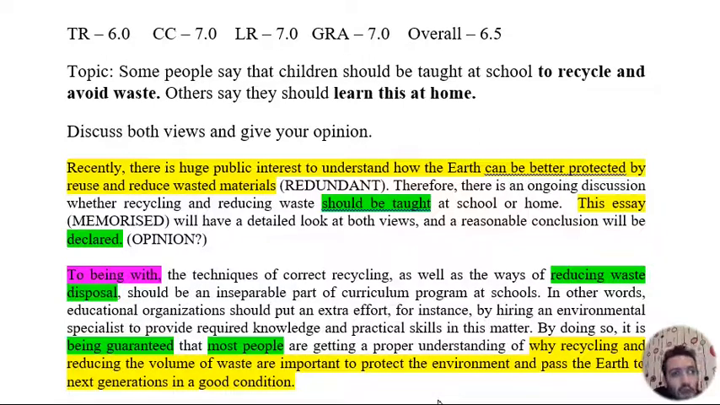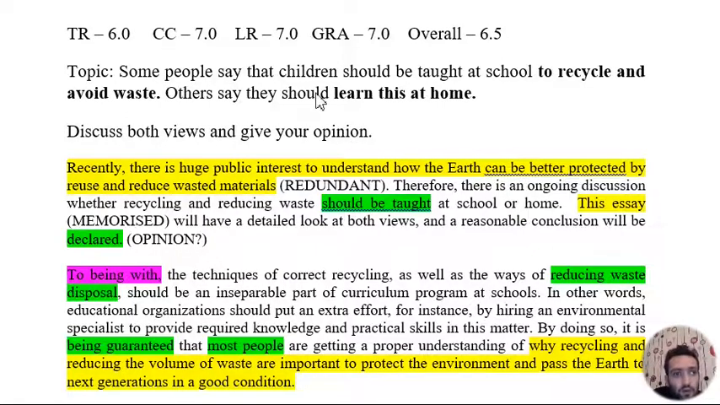Well, let's first read the topic. Today we will analyze the introduction part and body paragraph 1. So today some people say that children should be taught at school how to recycle and avoid waste. Others say that they should learn this at home. Discuss both views and give your own opinion.